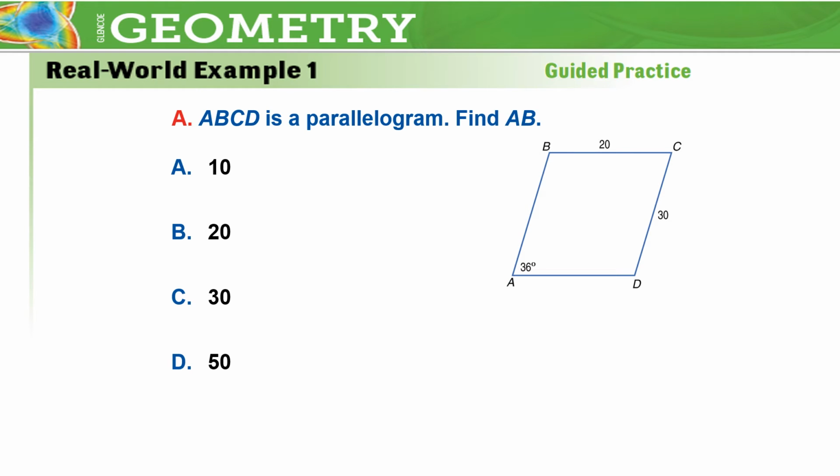Try by yourself. Here ABCD is a parallelogram. Find AB. Here BC equals 20, CD equals 30, and the measure of angle E equals 36. AB equals CD, since each two opposite sides are equal. Then AB equals 30.